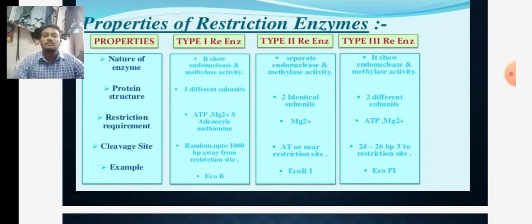So it is an overview of the properties that distinguish between the three enzymes. Nature of the enzymes: type first carries endonuclease and methylase activity, the second also has the same endonuclease and methylase activity, and the third also has endonuclease plus methylase activity. And the protein structure: type first contains three different subunits, type second contains two identical subunits, and type third contains two different subunits. In the first there are three functions: recognition, restriction, methylation.